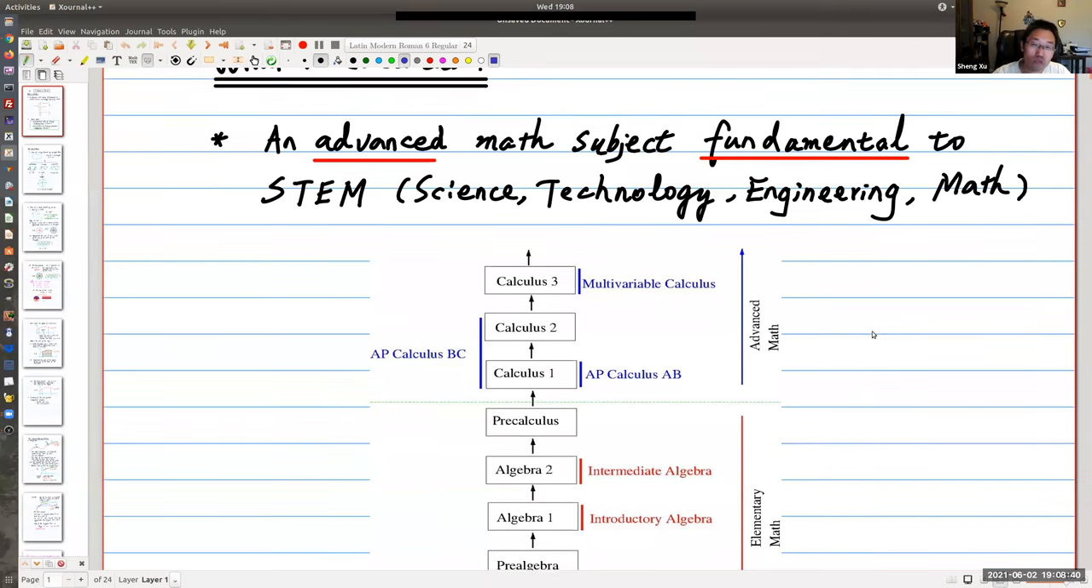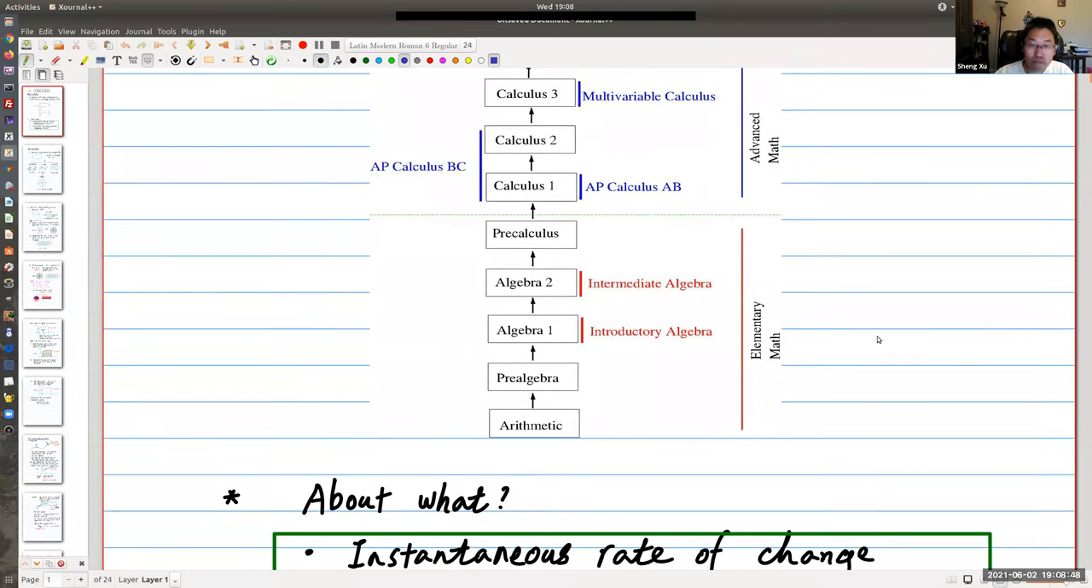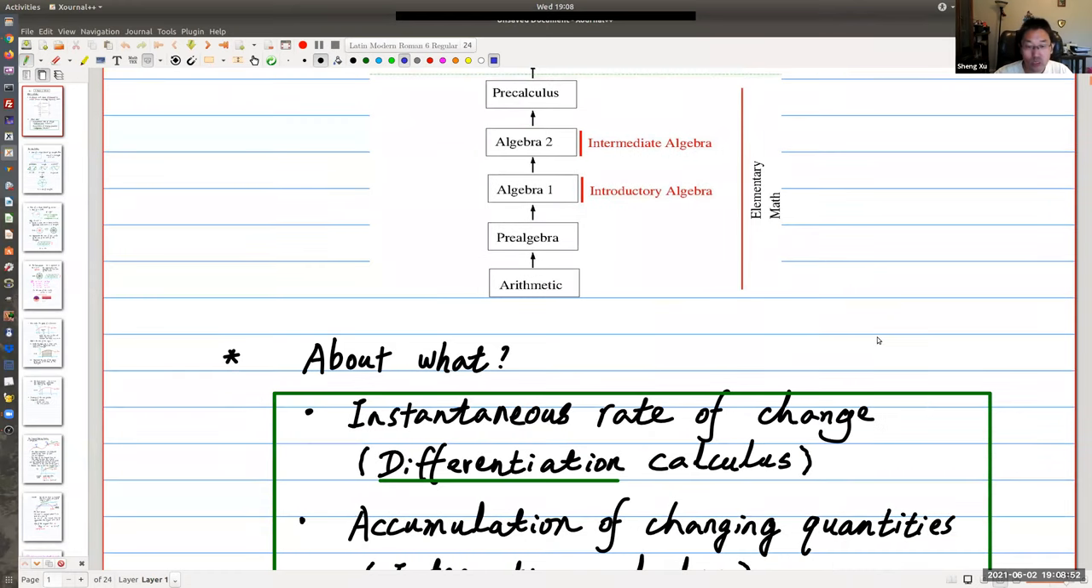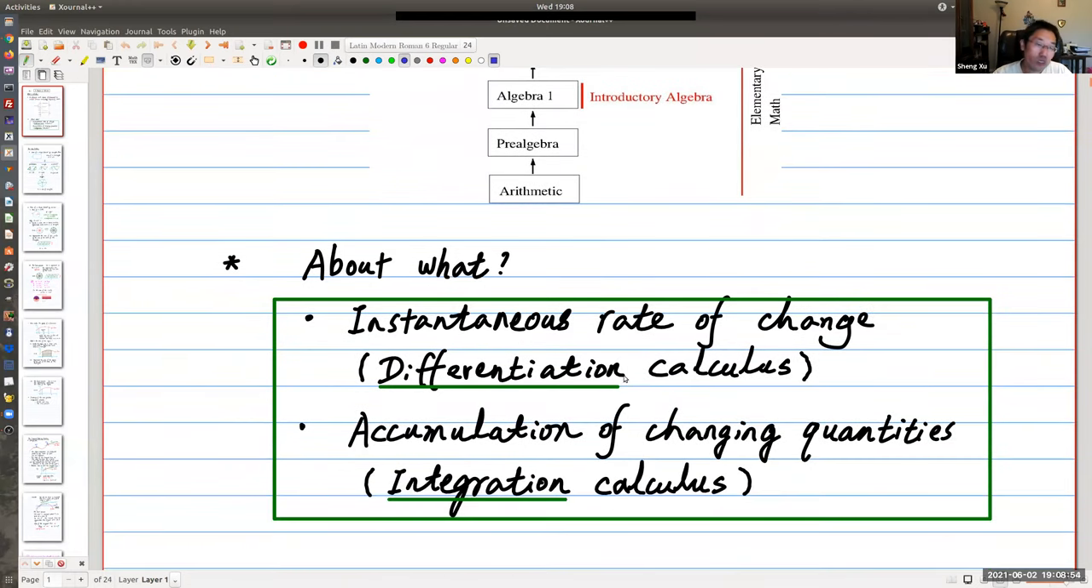Of course, we're not satisfied with this answer, right? What is calculus? Oh, it's just an advanced math subject. So what is calculus really about? Calculus is about instantaneous rate of change, which is called differentiation calculus, and accumulation of changing quantities, which is called integration calculus.